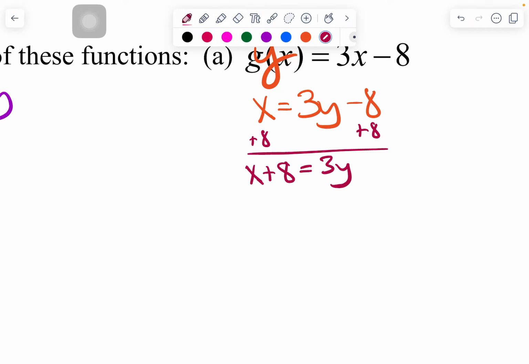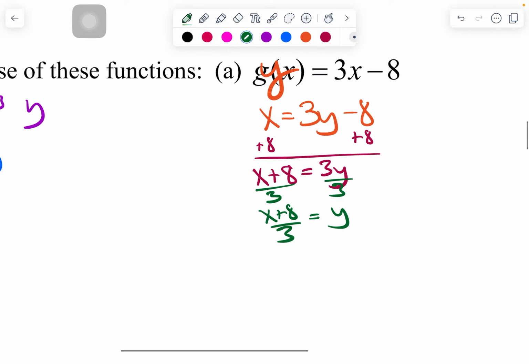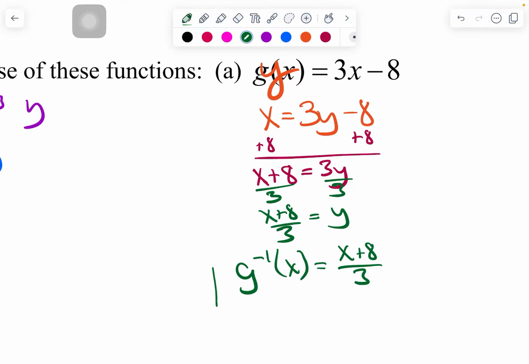I'm going to go ahead and divide both sides by 3. So y is equal to x plus 8 over 3. And then in function notation, right, you had g of x in the original. So this is going to be g inverse of x. It's going to equal x plus 8 all over 3. And that is your inverse for part A.